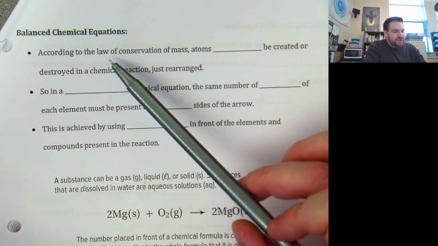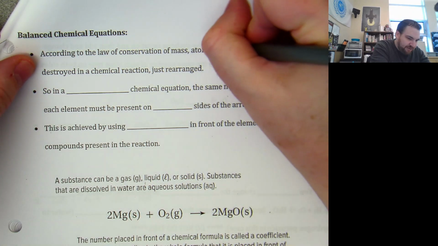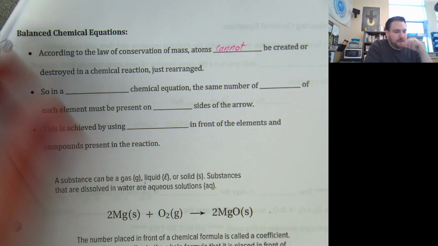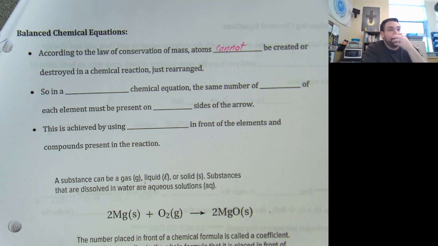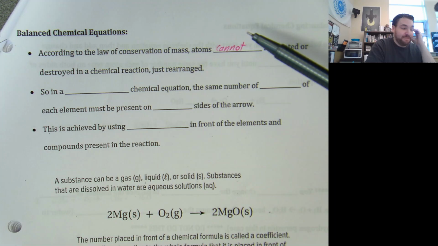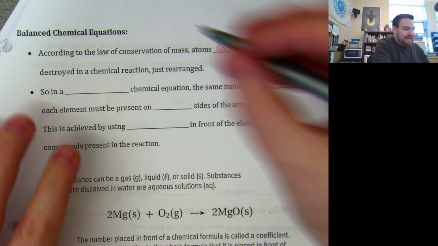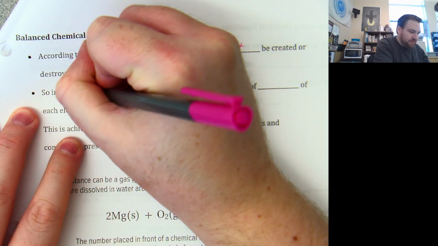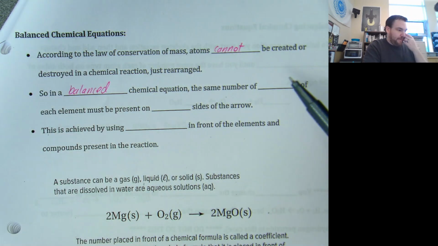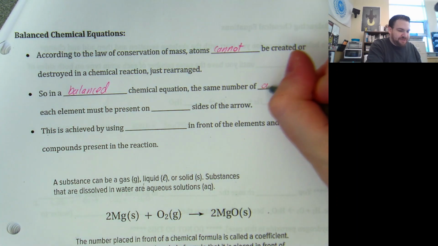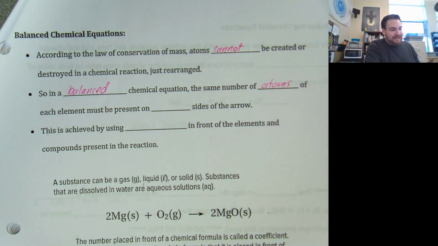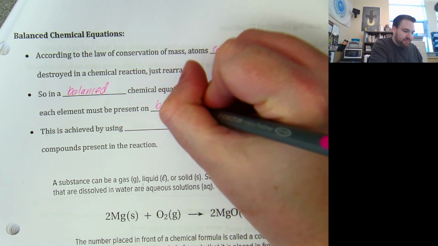So according to the law of conservation of mass, atoms cannot be created or destroyed. In a chemical reaction, they just get moved around. They can be created and destroyed other ways in physics, but not in chemistry. Chemistry obeys the law of conservation of mass. So in a balanced chemical equation, the same number of atoms of each element must be present on both sides of the arrow.